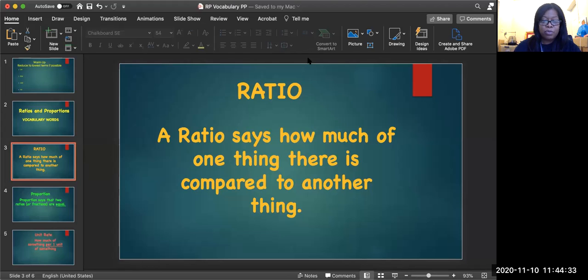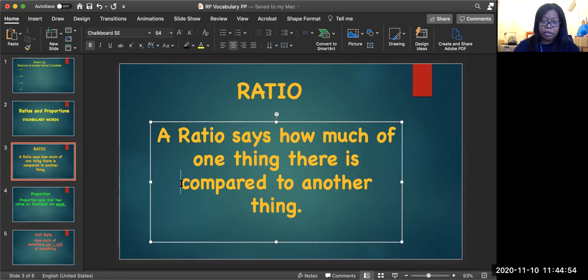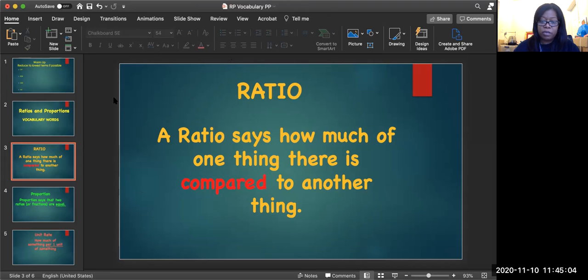All right. So, as I stated, this unit is ratio and proportion. Your first vocabulary word is ratio. A ratio says how much of one thing there is compared to another thing. What is important to remember about a ratio is the word compared. Compared is the big thing to remember, because when we are working with ratios, that's basically what we are doing. We are comparing one thing to another.